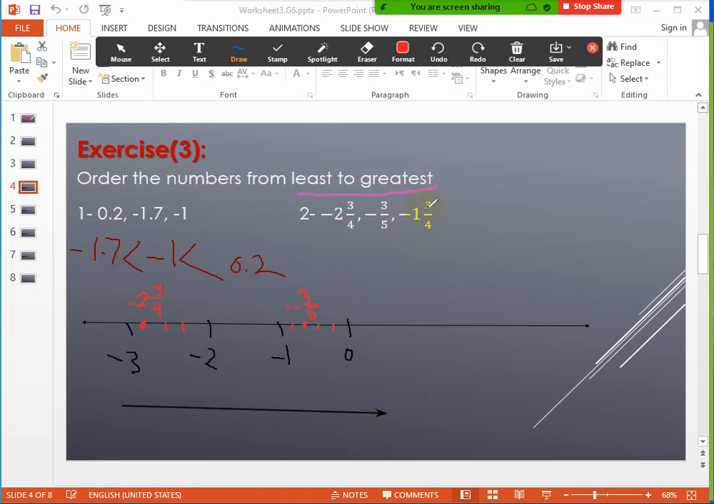Now negative 1 and 3 over 4. This number is a mixed number between negative 1 and negative 2. So in this distance, I also have to divide the distance between negative 1 and negative 2 into 4 equal parts. If you divide it into 4 equal parts, you have to move after negative 1 3 parts. So that means 1, 2, 3. This is the point for negative 1 and 3 over 4.